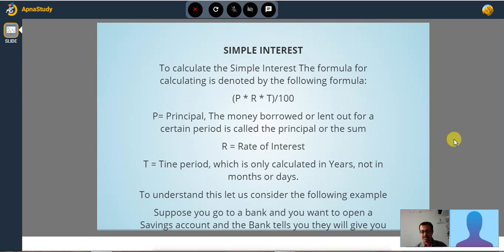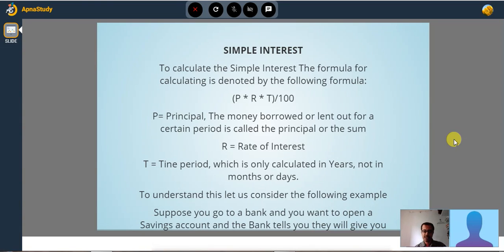Here people make mistakes when the question is given in months or days. They forget to convert it into years, and they directly calculate by inputting the months or days. So it should always be converted to years. To understand this, let us consider the following example.